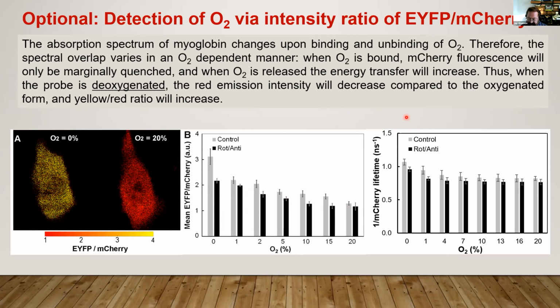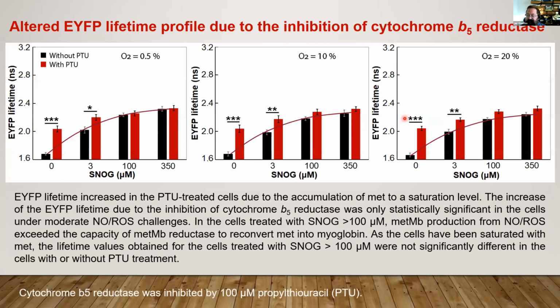We haven't pushed it much further except to show that this tool is available. As I mentioned, we did just tickle a little this possibility that the myoglobin reductase acts to detoxify and remove the MET form of myoglobin from the cells. So what you see in the black bars here are the normal EYFP lifetime behavior. And you can see that it doesn't take a lot of SNOG to generate NO and to produce MET. But it's a bit delayed.